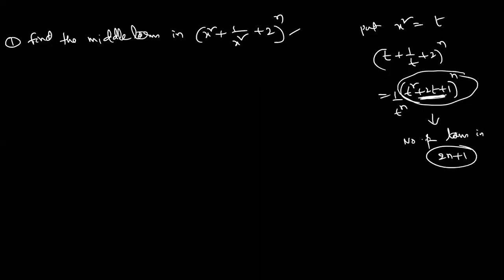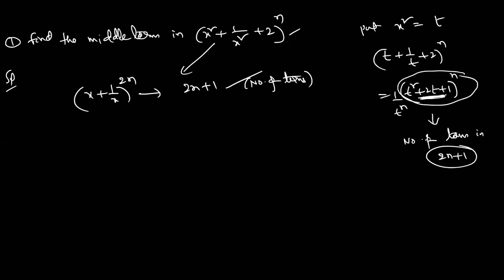So this type of logic is very important. Anyhow, come to the question. How to find the middle term? This is the question. Anyone? What is the logic there? So this one I can write as (x plus 1 by x) whole power 2n. See carefully, binomial theorem. Now how many terms are there? Sir, this is directly (x plus 1 by x) whole square, whole power n. Then why are you saying is equal to t, sir?